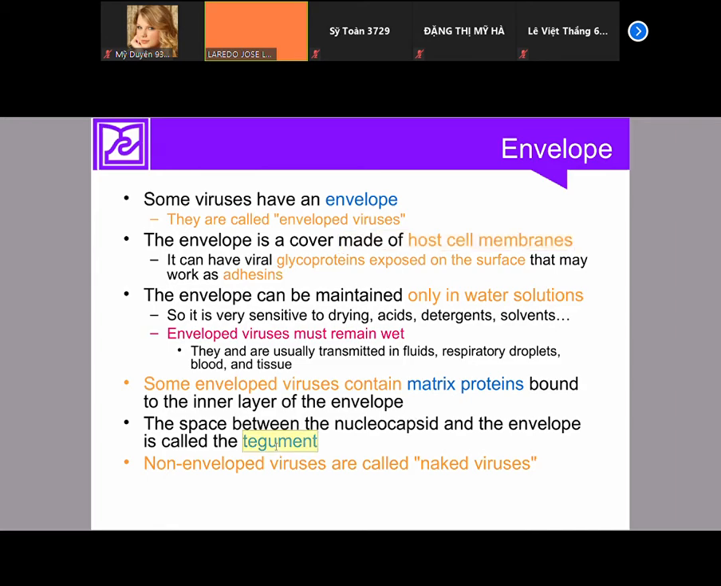The last word that we are going to learn is the word tegument. What is the tegument? The tegument is the space between the nucleocapsid and the envelope. So the tegument is found in enveloped viruses, space between the nucleocapsid and the envelope.